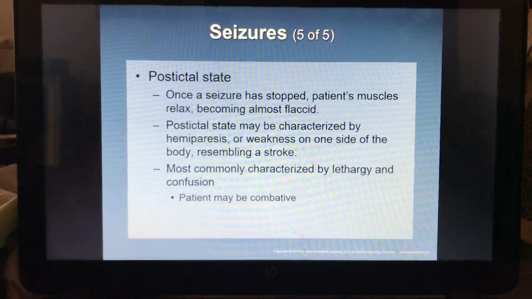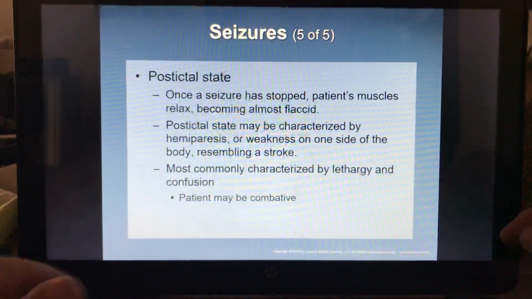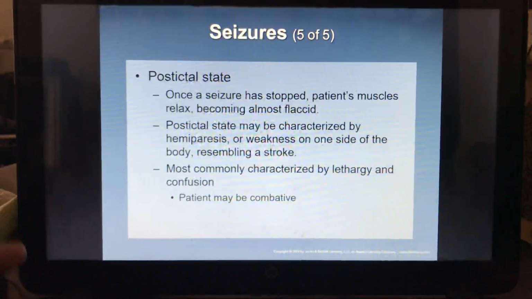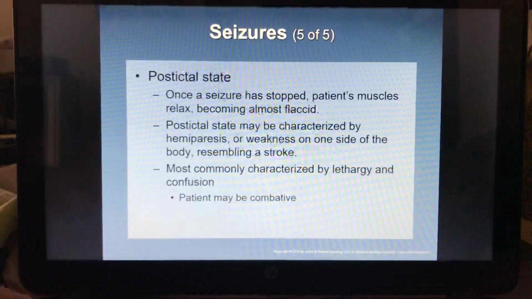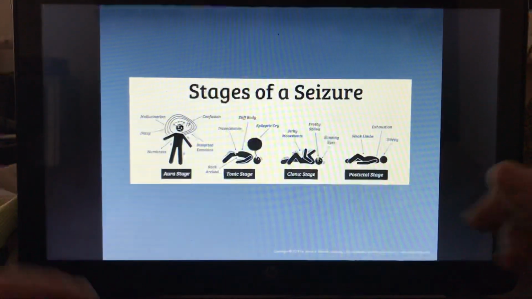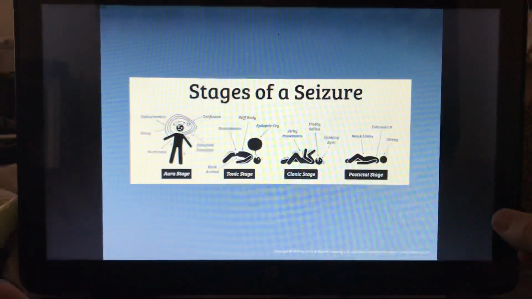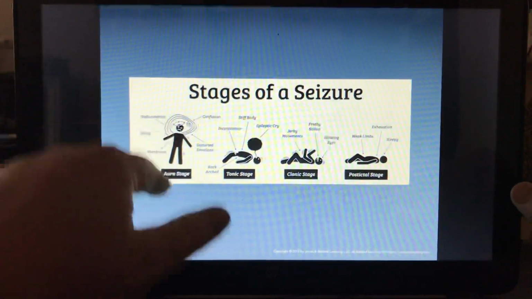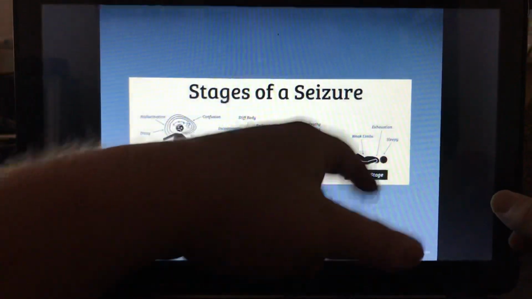They are going to be extremely confused. Sometimes they may even be combative, meaning that they're going to come out and they're mad. They may be taking a swing at you. So be very careful. But just know that exists. Again, I threw this slide in here for you so you can see the different stages. Auras don't always happen. They can. But the tonic, clonic, and postictal states do.